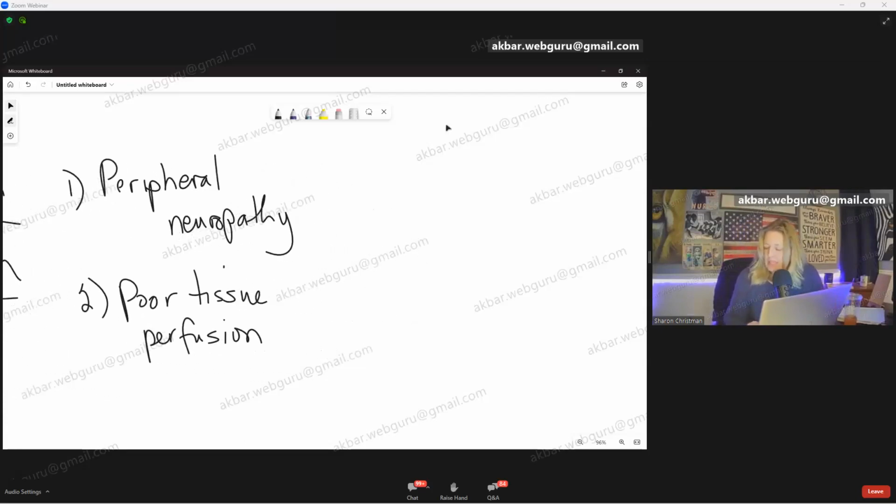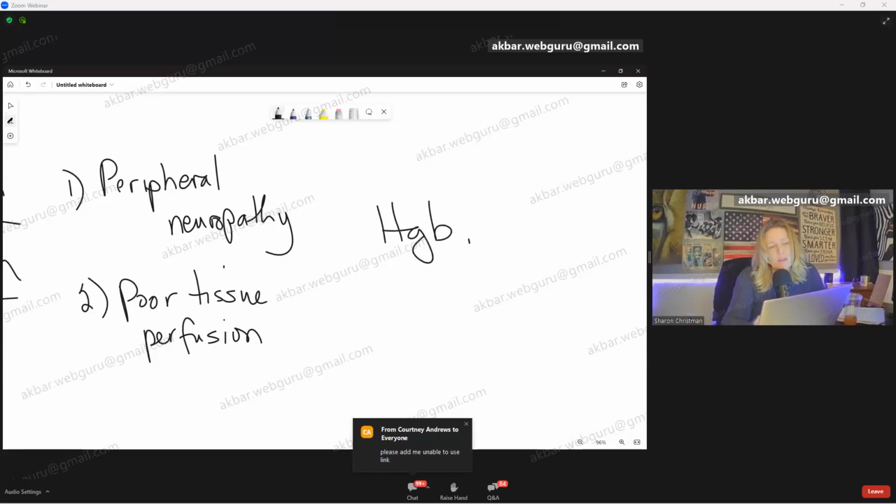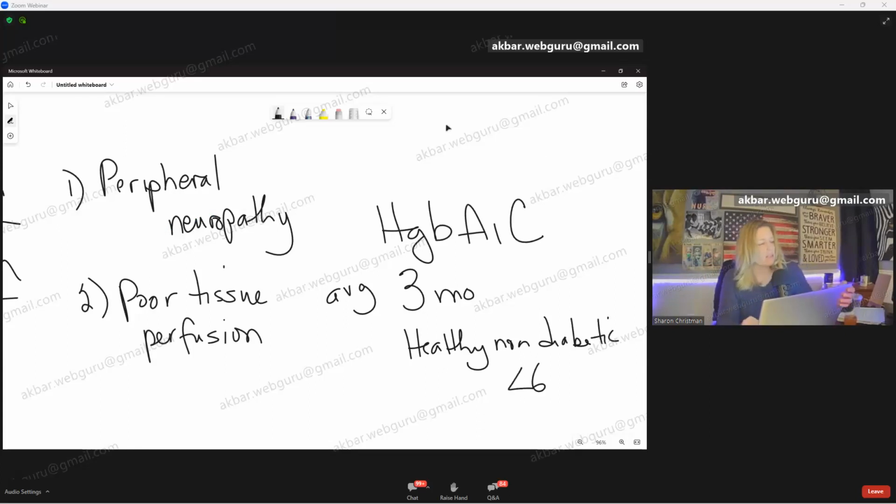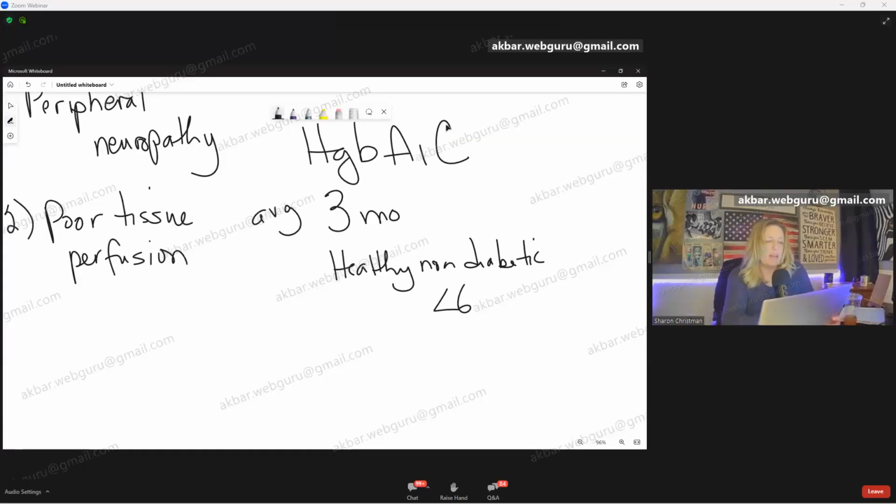Which lab test is the best indicator of long-term blood glucose control compliance? It's the glycosylated hemoglobin, which is the hemoglobin A1C. It gives you the indication of 3 months, the average of 3 months. And healthy, normal, healthy, non-diabetic, you want it to be less than 6. But in a healthy diabetic, you want it to be less than 7.